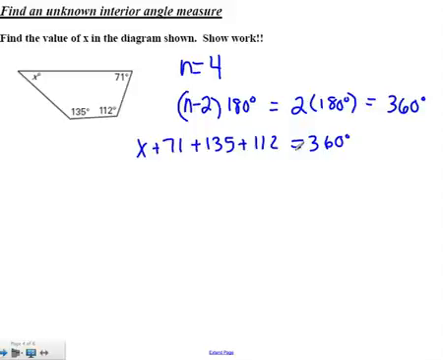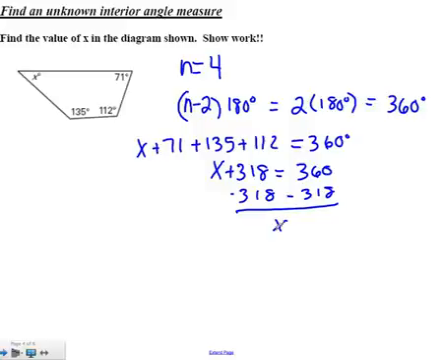At this point, you could add these together. These are each of the four pieces that are inside this quadrilateral. So if you just add them together, you would get x plus 318 has to equal 360. If you subtract 318 from both sides, you should get x equal to, let's see, the 3's would be gone. This would give us a 4. This would be 2. So x equals 42.